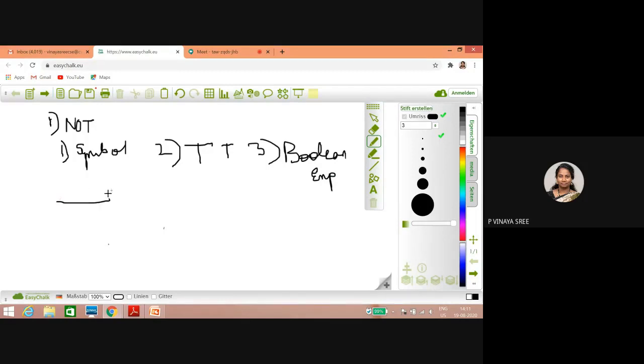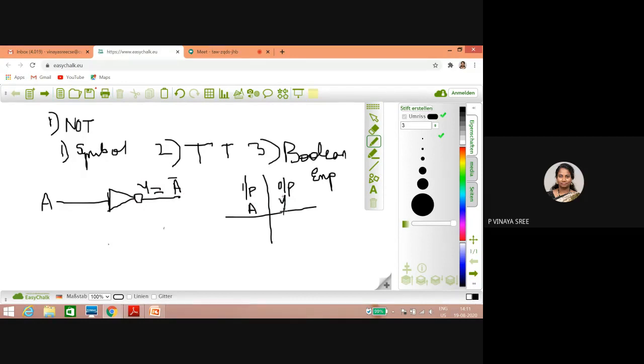So let me start with the symbol. NOT gate symbol will be like this. This is your NOT symbol. Let us consider I want to give an input as A. So what will be the output? Output will be, as I just said, A dash, or represented in the other way. So coming to the truth table, you will have one side input and the other side as output. Input side, I have given input as A. Consider Y as output. So Y equals A dash.